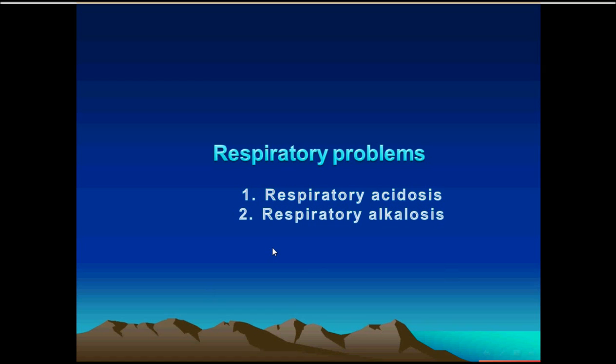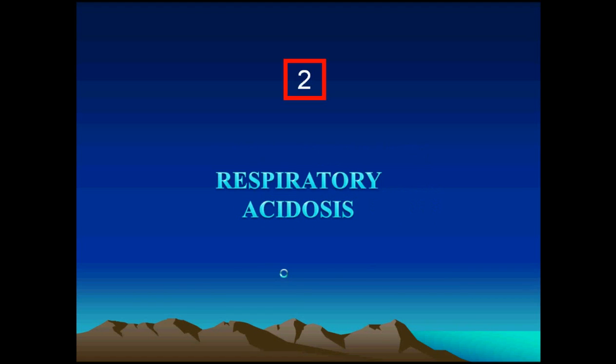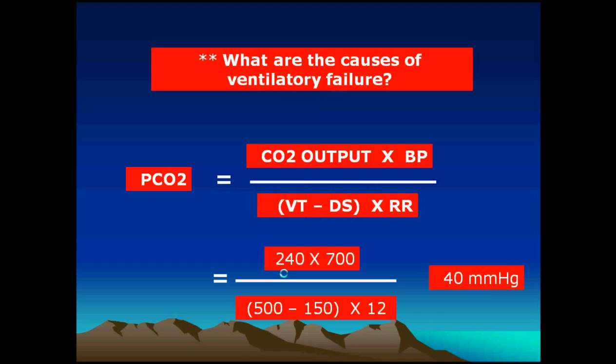Look, this is first respiratory. Respiratory problems may be respiratory acidosis or respiratory alkalosis. In this talk, we are going to talk about respiratory acidosis. Respiratory acidosis, as we have mentioned before, is an increase in the carbon dioxide. This carbon dioxide may be retained, as you can see from this formula: partial pressure of carbon dioxide equals carbon dioxide output multiplied by the barometric pressure minus water vapor pressure, over the alveolar minute volume, which is the tidal volume minus the dead space, multiplied by the respiratory rate.